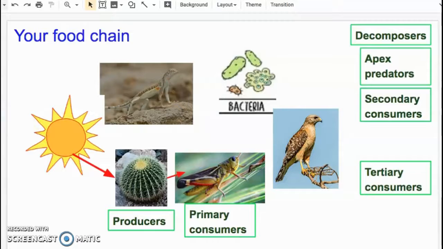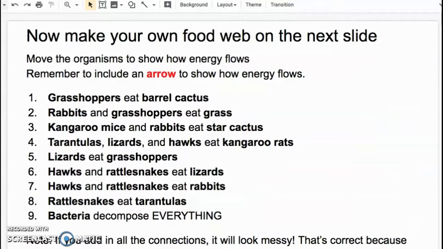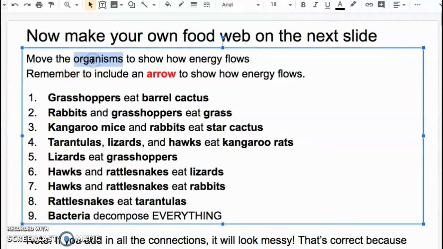The next thing you're going to do is make a food web. Now remember, food webs are really complicated. They look like this one over here. You're going to have a lot of connections if you do it right. On your instructions, it says, make your own food web on the next slide. Move the organisms, just like we did before, to show how the energy flows. Remember to include an arrow.